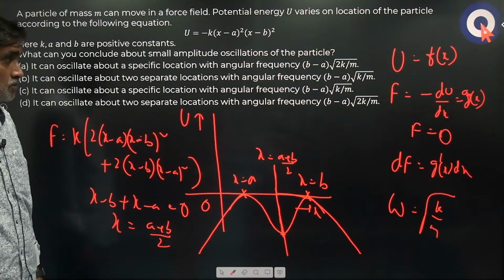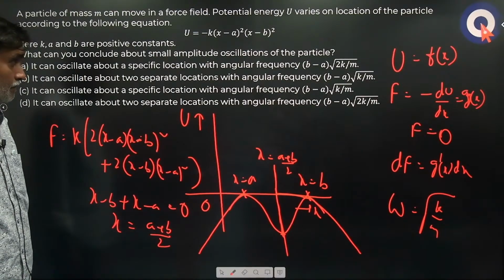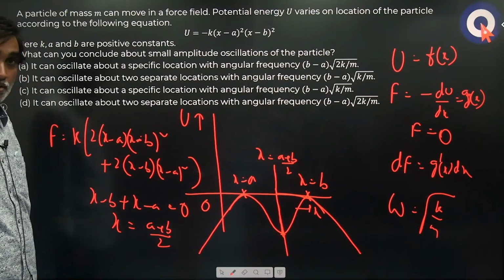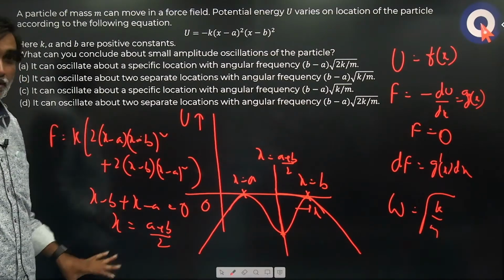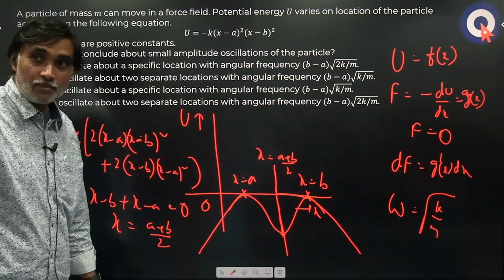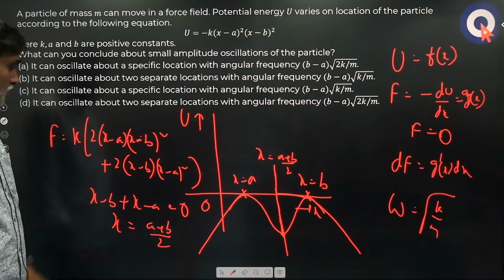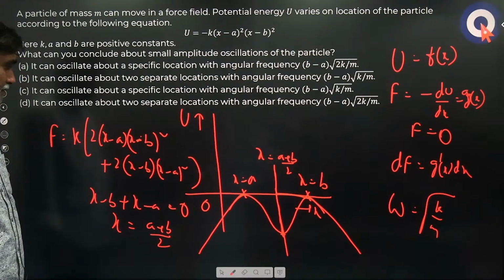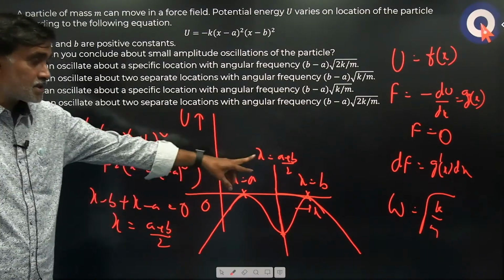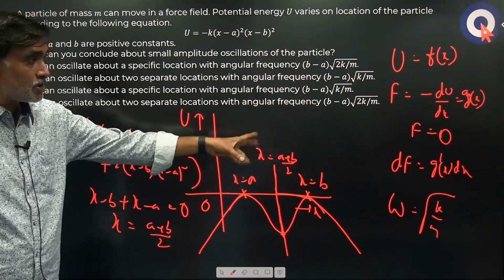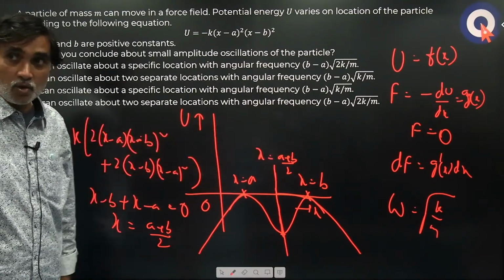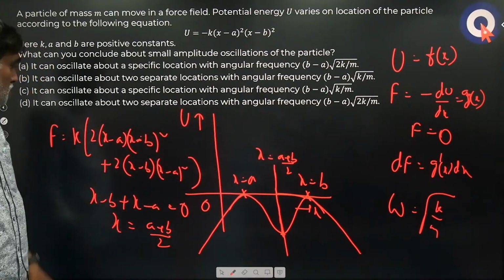Exactly the midpoint of those two. Okay. And how do you find the angular frequency of oscillation about the stable equilibrium position? You have to differentiate the force once again and put the value x equal to (a plus b) by 2. Then the coefficient of dx you should take, which is k, and the root of k by m. Okay. So what is this term we will get?